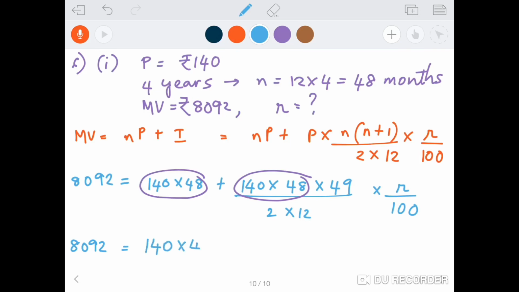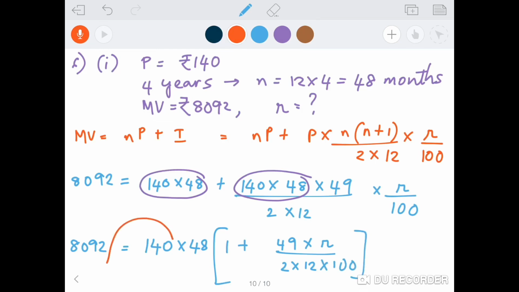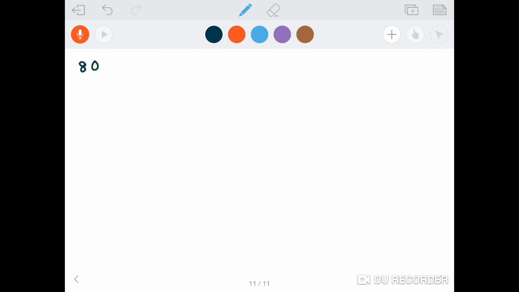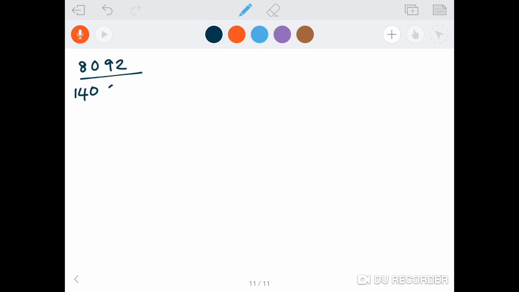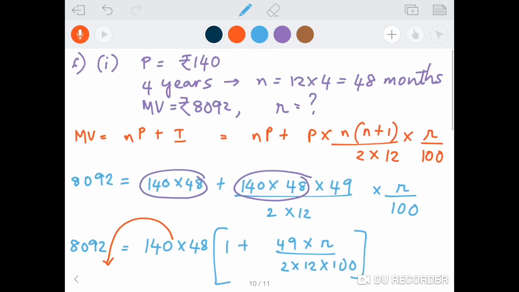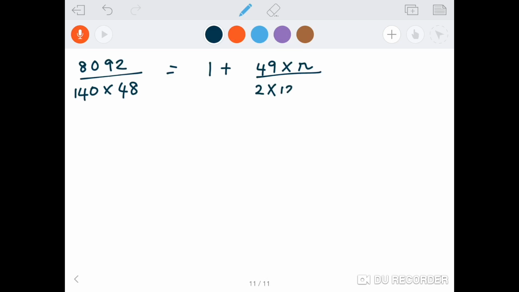So 8092 is going to give me 140 times 48 times 1 plus 49 by 49 times R divided by 2 times 12 times 100. And then what I want you to do is push the common factor to the left hand side and push it into the denominator. So I'm going to write 8092, let me go back, divided by 140 by 48 equal to, you know what your RHS is, 1 plus 49 times R divided by 2 times 12 times 100.